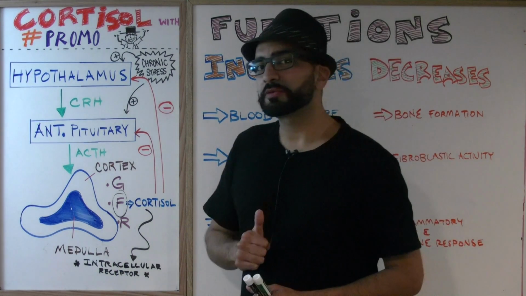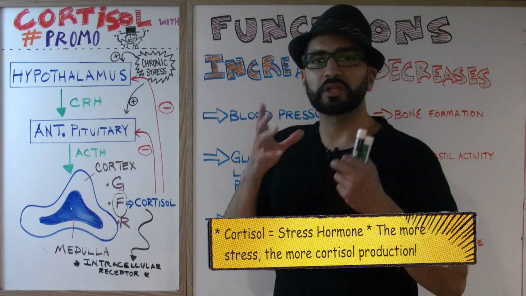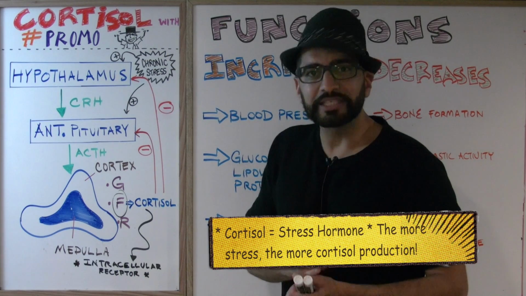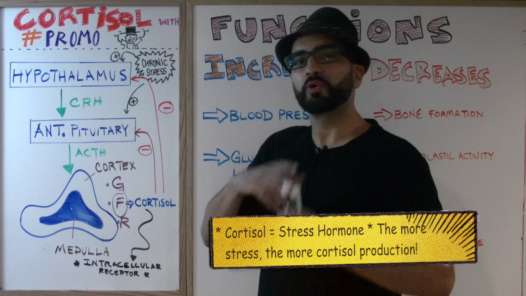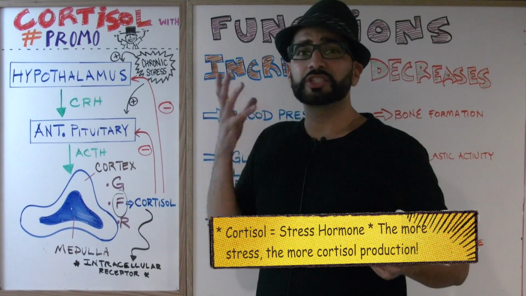One last thing you want to remember for the regulation of cortisol: chronic stress. When a patient is undergoing lots of stress, that's also going to stimulate the hypothalamus. That's also going to stimulate the anterior pituitary gland. So that's going to produce more and more cortisol. Now, why is cortisol bad? Well, it's a stress hormone. It causes stress in the body.